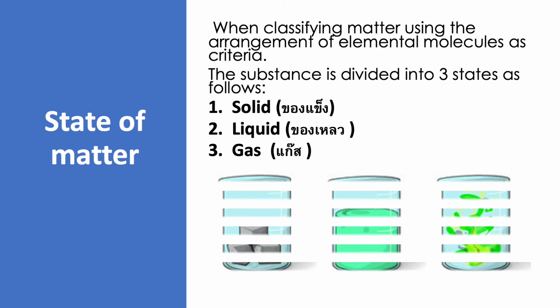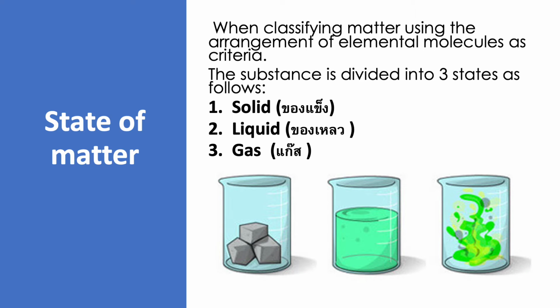Good. Okay. Now, as you can see here, these are the pictures that illustrate the 3 states of matter. First is the solid. Okay, look at the picture. There is something inside. That is the example of solid. Next is liquid. As you can see inside the cup, that is the illustration of liquid. Next is gas. As you can see inside, that is the illustration of gas.